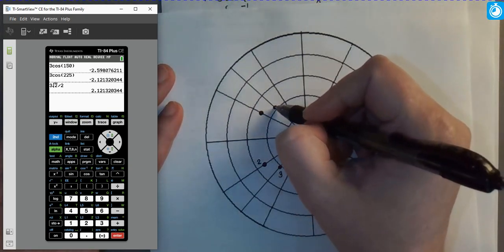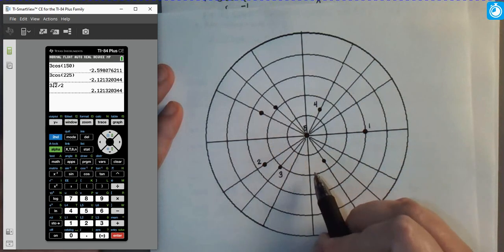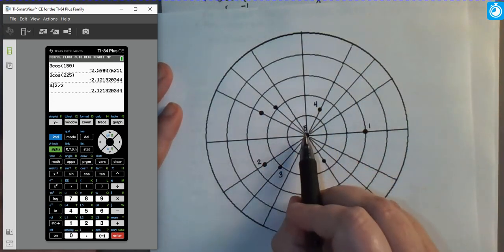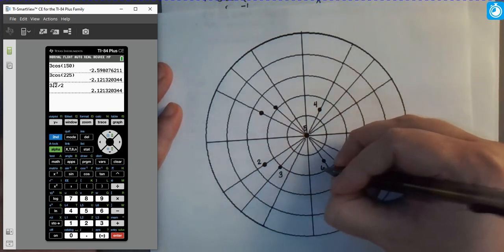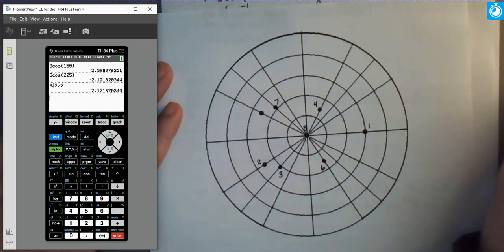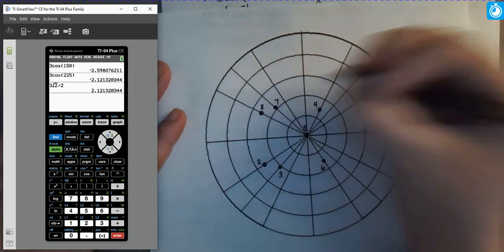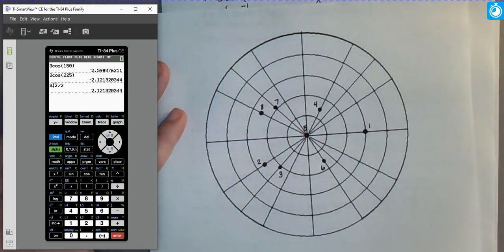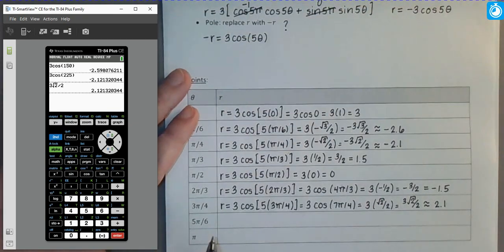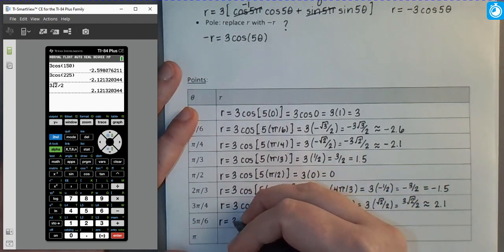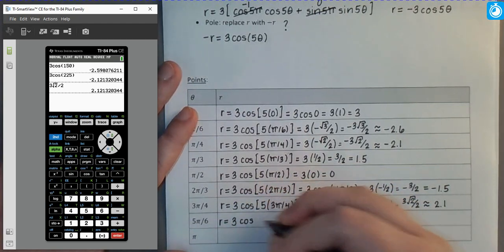Okay, well, we have that point as well. So if we keep tracking the numeric order of these points, 1, 2, 3, 4, 5, this was the 6th point, this is the 7th point, and you can probably guess that this next point is going to be the 8th point. We can confirm that here by evaluating at 5 pi over 6. So r is equal to 3 times the cosine of 5 times 5 pi over 6.